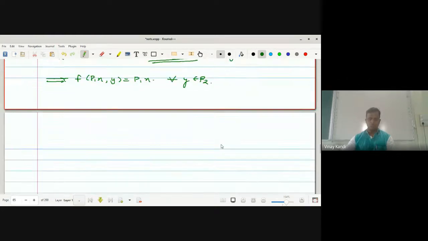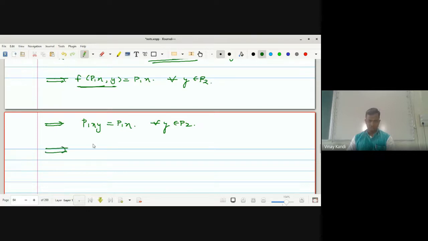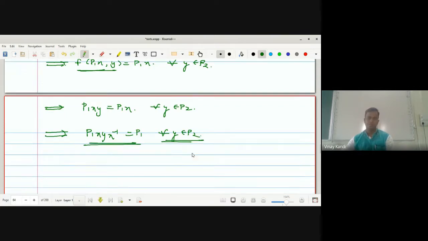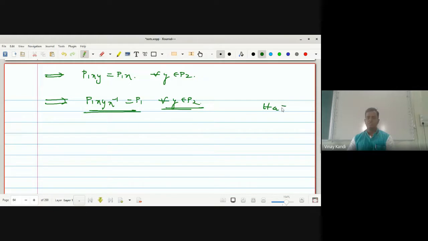So this implies by the definition of function, this is P1XY is equal to P1X for all Y belongs to P2. This is as it is. So this implies P1XY, by right multiplication by X inverse, this is P1 for all Y belongs to P2. If this statement is true for all Y belongs to P2 here, HA is equal to H, that means A belongs to H.